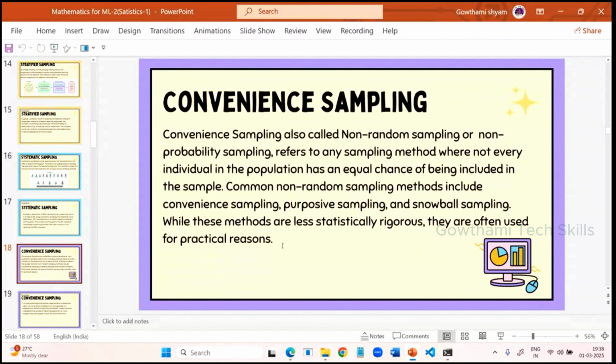Convenience sampling is nothing but, suppose you want to perform a survey on data science students. Then what will you do? Will you go and ask different categories? Will you go and ask mathematics students? Will you go for finance? No, you will go directly to the data science students and perform the survey on them. That is what convenience sampling is. I can call it non-random sampling or non-probability sampling.